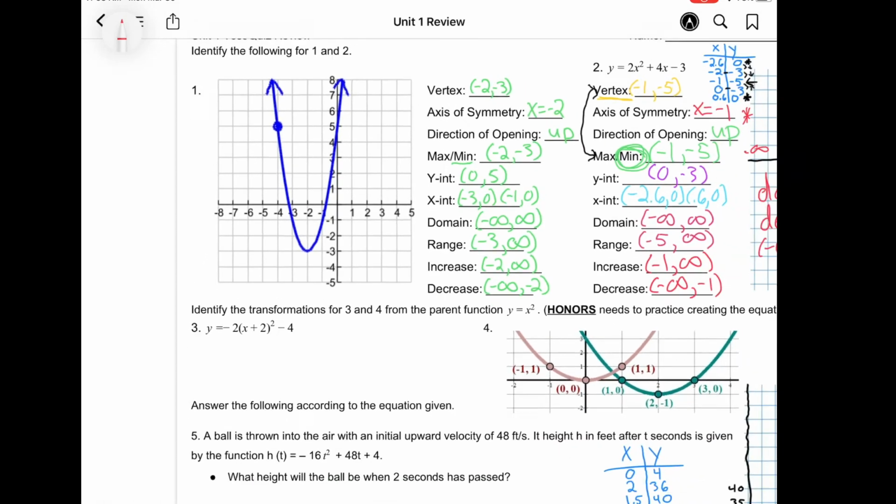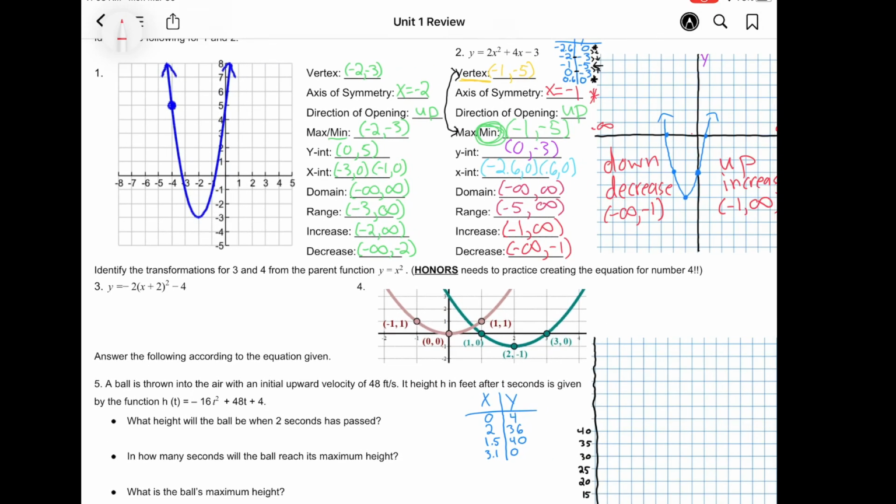For number 3 and number 4, we are told that we need to identify the transformations from the parent function y equals x squared. Honors were required to create an equation on their test, just like number 4. However, I'm going to go over it so everyone understands what to do in that situation.